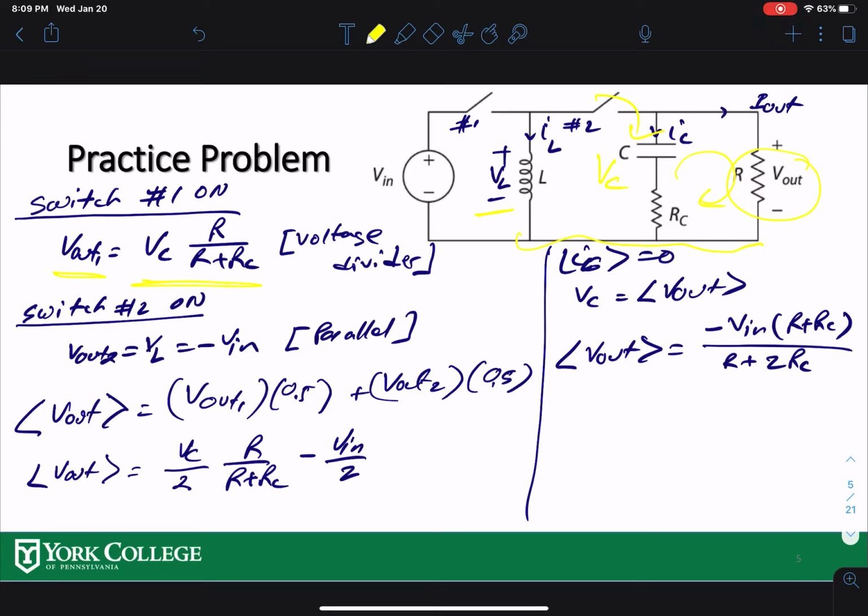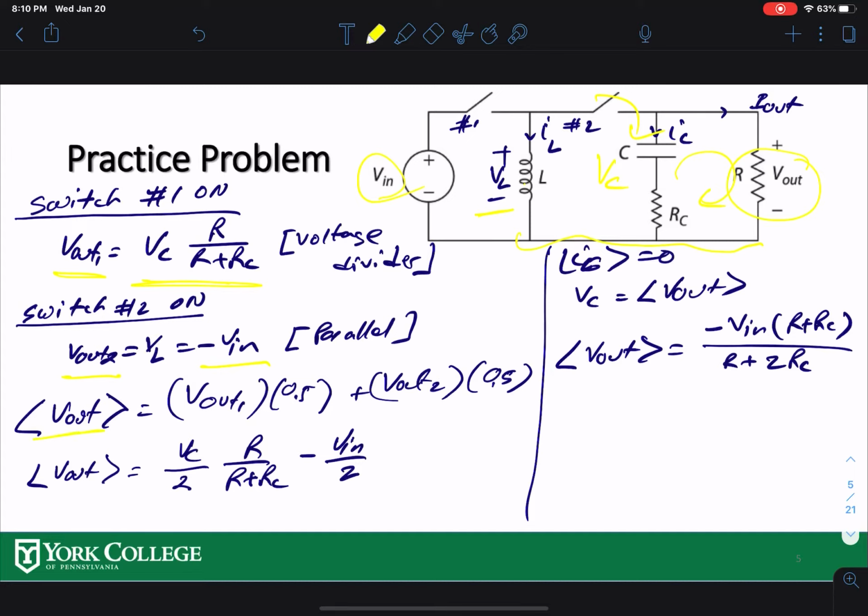So we assume that the same voltage stays here, which is basically negative V in. If we use that loop before that switching, VL equals negative V in. So that means your V out 2 equals negative V in. So now we're doing it for 50% duty cycle.